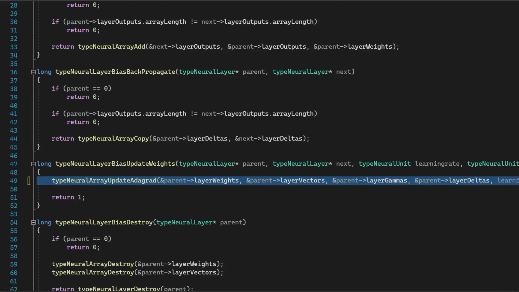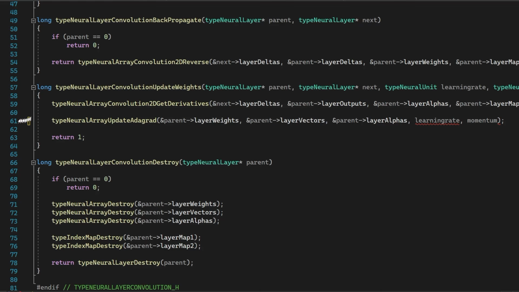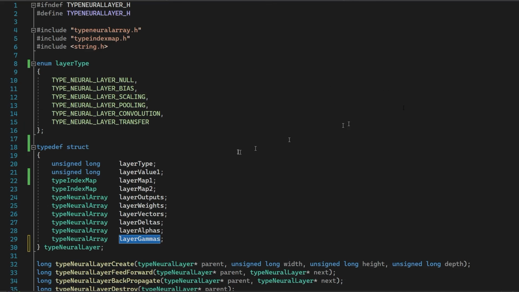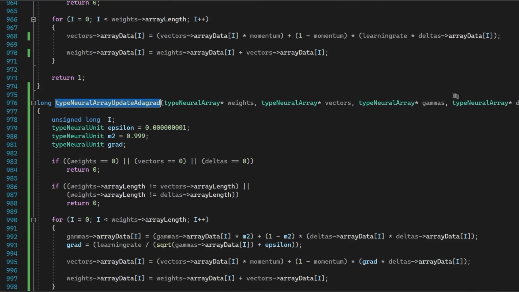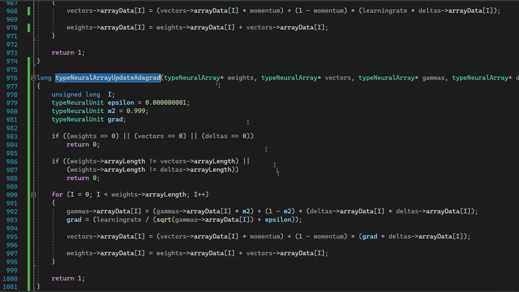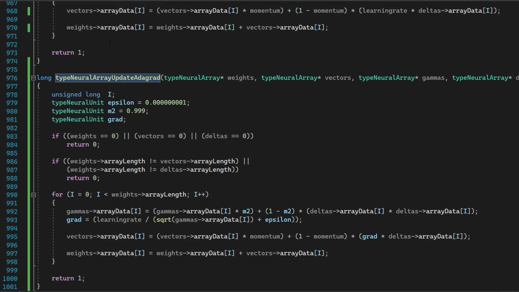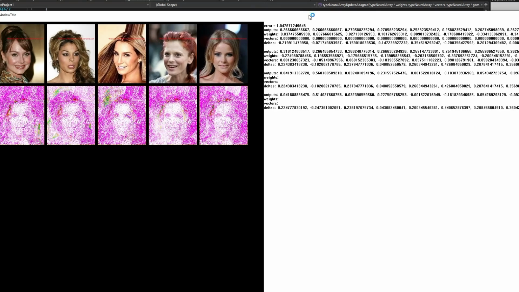Delta's learning weight. So convolution should be basically the same. Update AdaGrad gammas. Gammas, deltas. Wait a minute. Where are we? Yeah, gammas comes first, then vectors, then everything else. So it should be okay. Build, rebuild. Okay, it builds. I'm not sure if it actually works. Is it working?